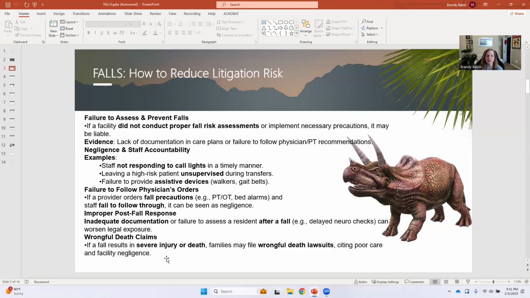And then in wrongful death claims, if a fall results in severe injury or death, families may file a wrongful death lawsuit. So remember, if they get pulled into a lawsuit, we'll get pulled into a lawsuit. Have we documented falls in the past? And have we done a good job at assessing the patients and why they fell the first time, second time, etc.?